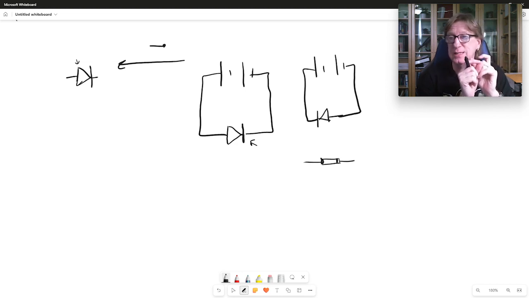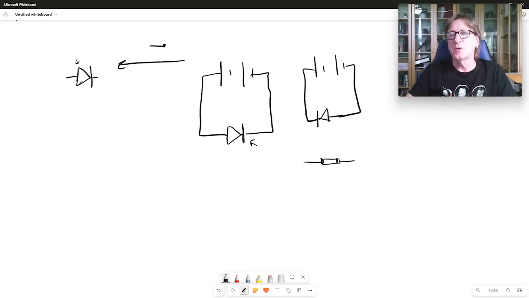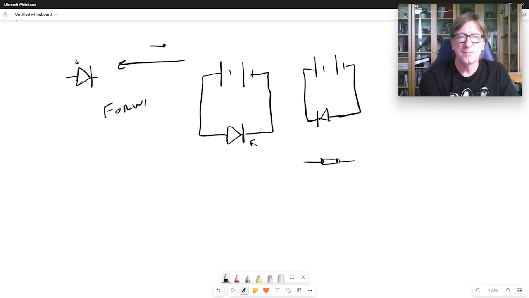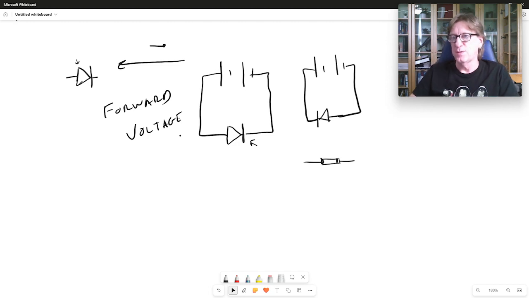And so in that case, I don't have enough oomph, I don't have enough electric field to force it to jump across. The net electric field is not going to be in the correct direction for that. So the voltage that's required to produce the electric field that's required to get the current to flow is called the forward voltage of the diode. So if you don't have at least that amount of voltage going through the device, going through the diode, then no current's going to flow.